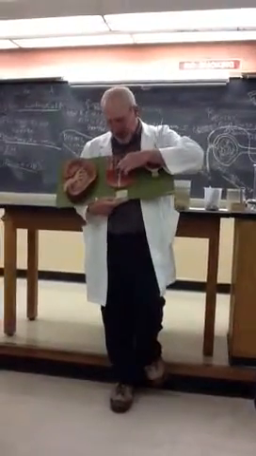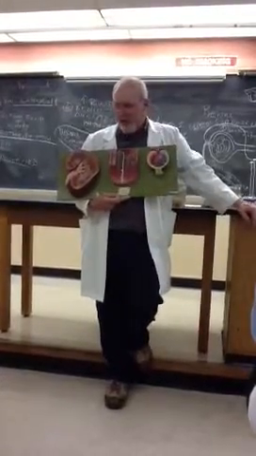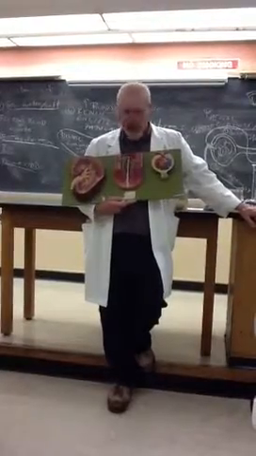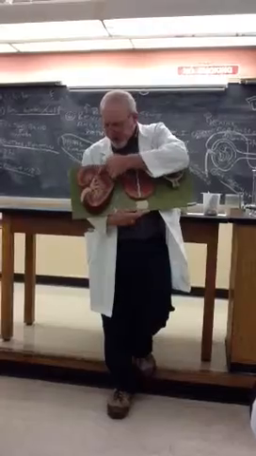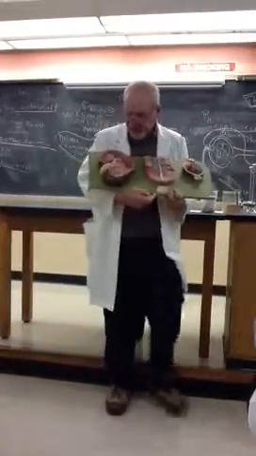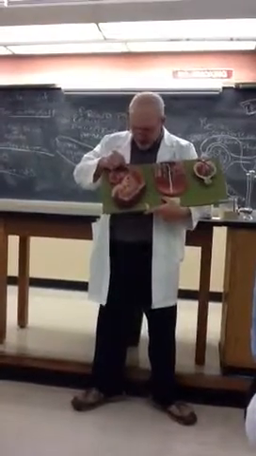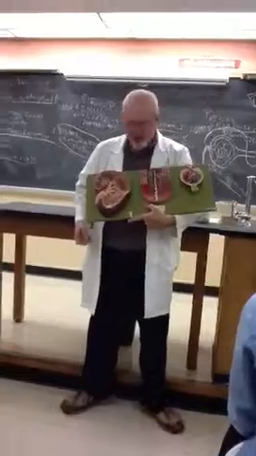Juxtamedullary nephrons have very big, long loops of Henle. Only about 15% of the nephrons are juxtamedullary nephrons, and their function is to keep the osmotic concentration of fluids in the medulla high. So we can actually see these things coming down here. Actually, these are extensions of the, if they're red, of the juxtamedullary nephrons. Okay.